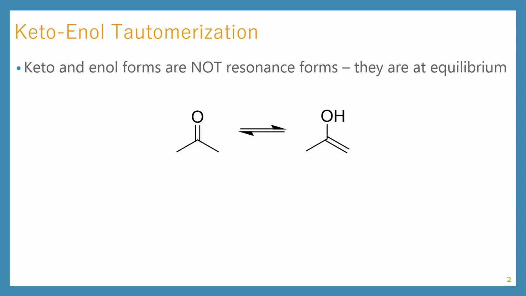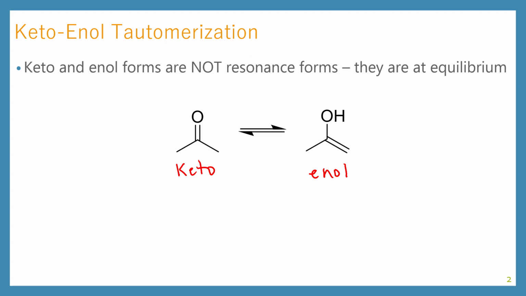Aldehydes and ketones exist in two different forms. We have the keto form, which contains the carbonyl that we are used to seeing, and we have the enol form, which contains an alkene and an alcohol attached to the same carbon. These two structures are at equilibrium with each other. They are not resonance forms. We show this by using an equilibrium arrow between the two of them.